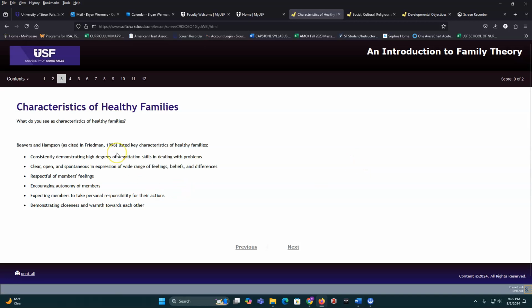So some characteristics of healthy families. Think about it in your own life. What is healthy for you in your family? What do you appreciate? What do you like?